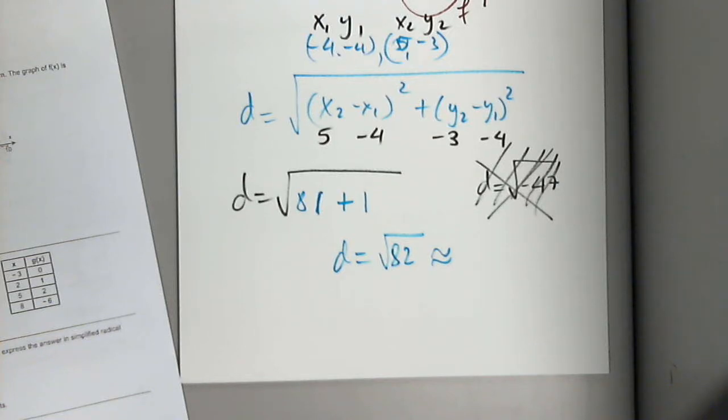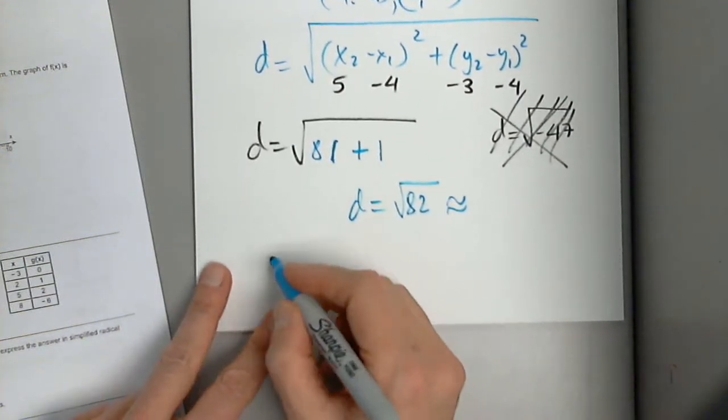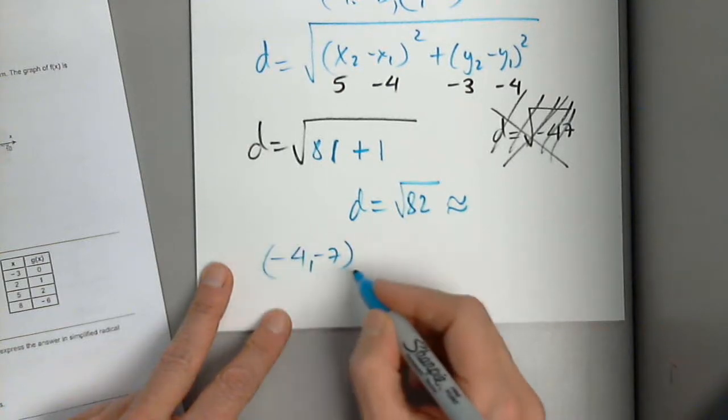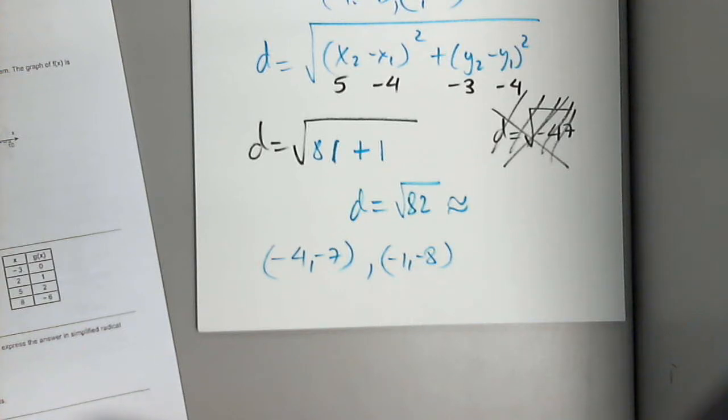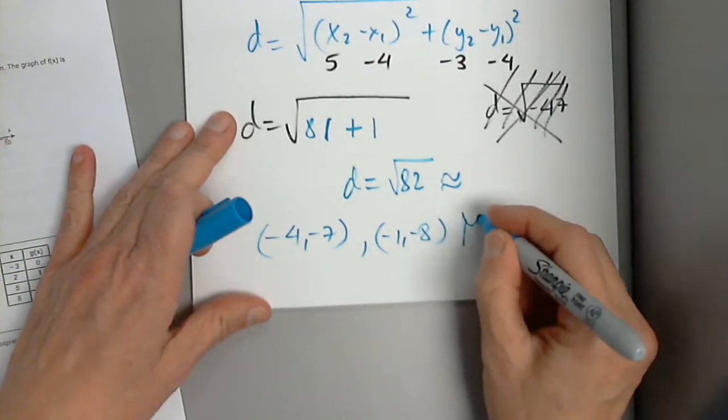Problem 8. Oh, that's a midpoint. Find the midpoint of the line segment with the given endpoints. -4, -7, and -1, -8. The midpoint formula.